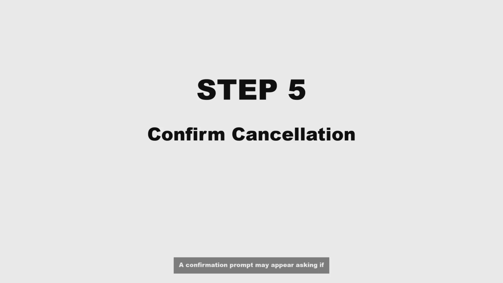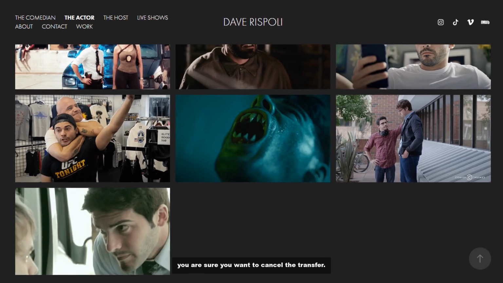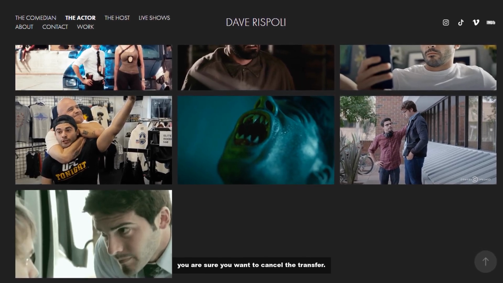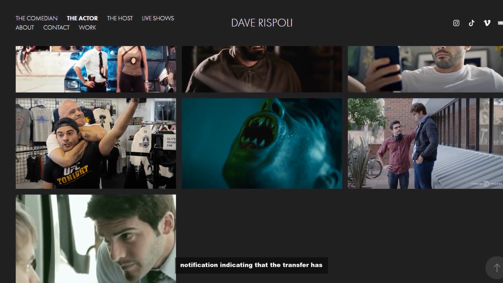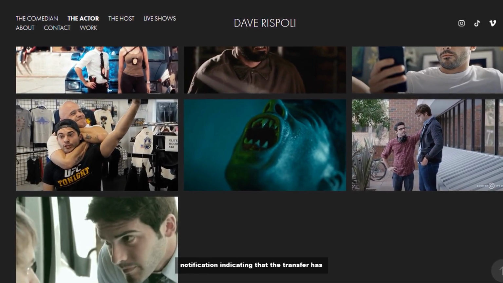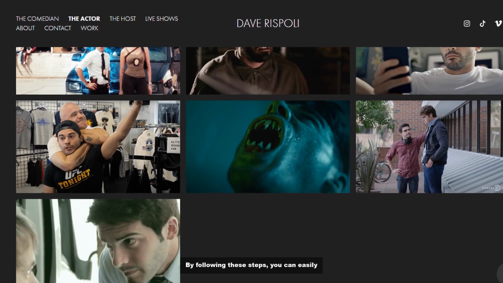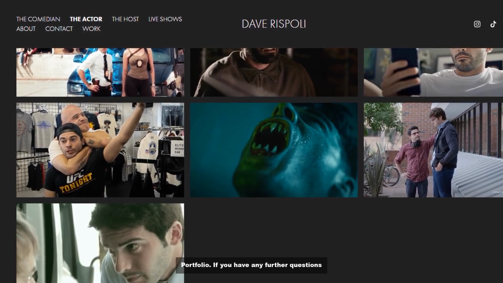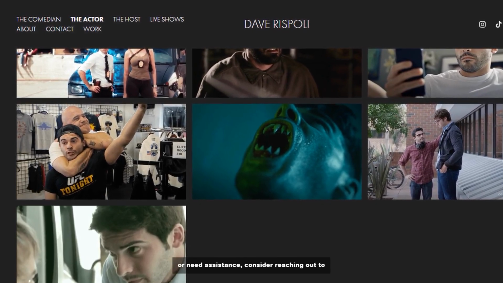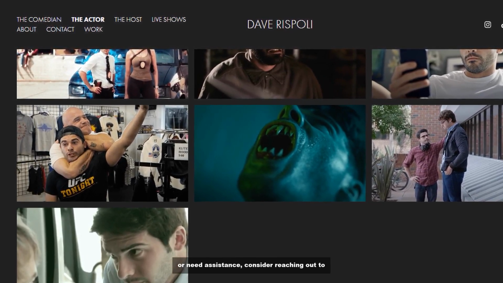Step 5. Confirm cancellation. A confirmation prompt may appear asking if you are sure you want to cancel the transfer. Confirm your decision to finalize the cancellation. You should receive a notification indicating that the transfer has been successfully cancelled. By following these steps, you can easily cancel any pending transfers on Adobe Portfolio. If you have any further questions or need assistance, consider reaching out to Adobe support for help.